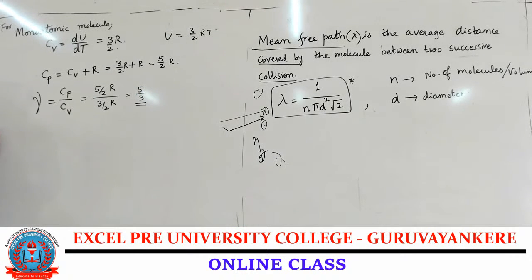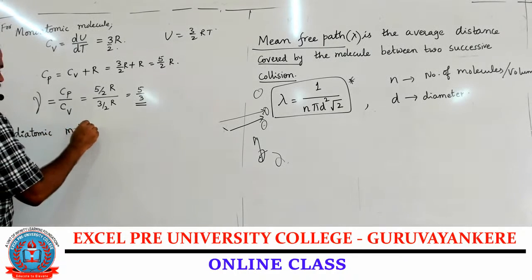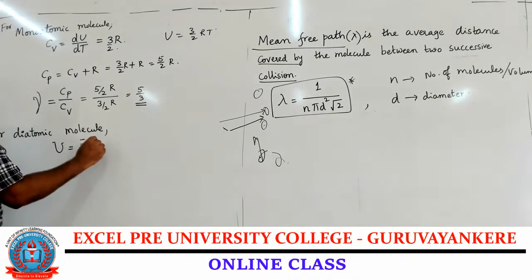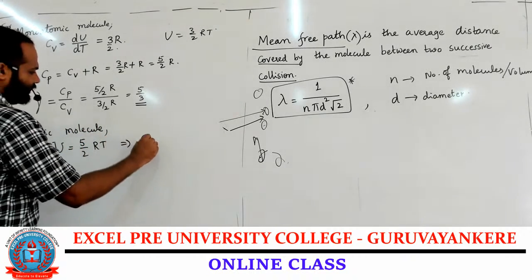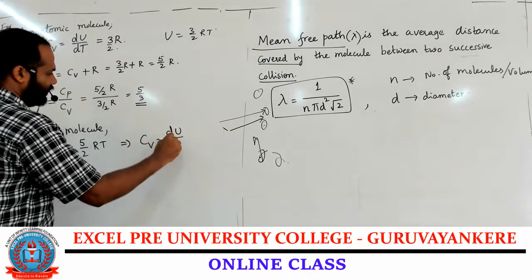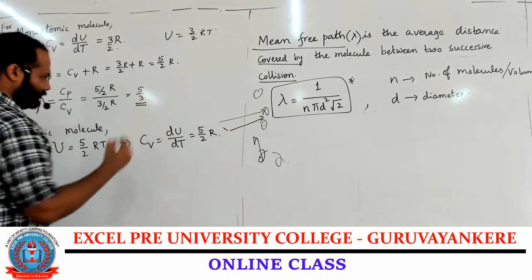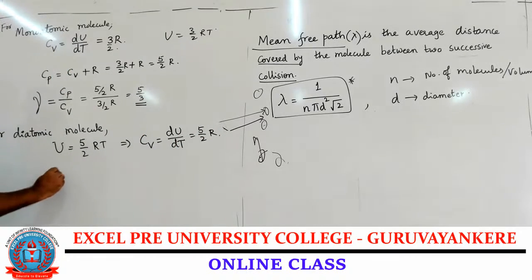Next, a diatomic molecule has 5 degrees of freedom. So the average energy for a diatomic molecule is 5 by 2 RT, which implies Cv will be dU by dT, which is 5 by 2 R. Cp then becomes 7 by 2 R.